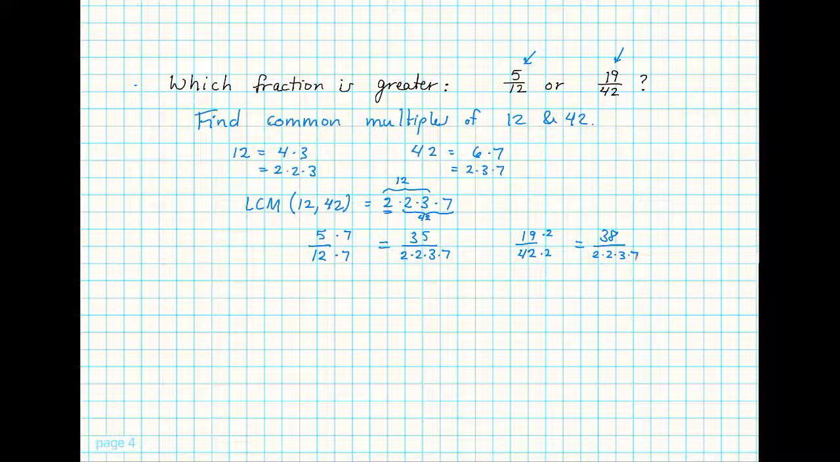Okay? And so now we can see whatever this denominator is, it's the same. So I'm counting up the same size pieces. And in 5/12 I have 35 of those pieces, and in 19/42 I have 38 of those pieces. So since 35 is less than 38, we have that 5/12 is less than 19/42.